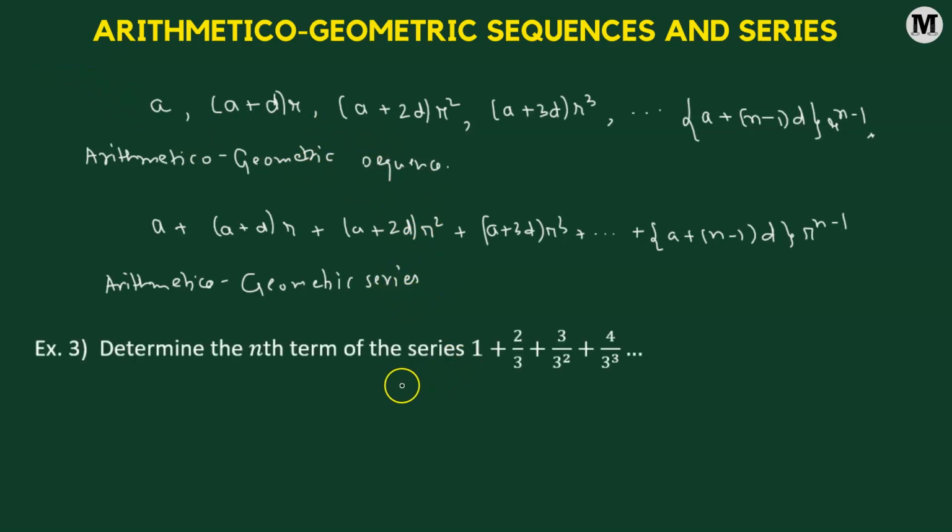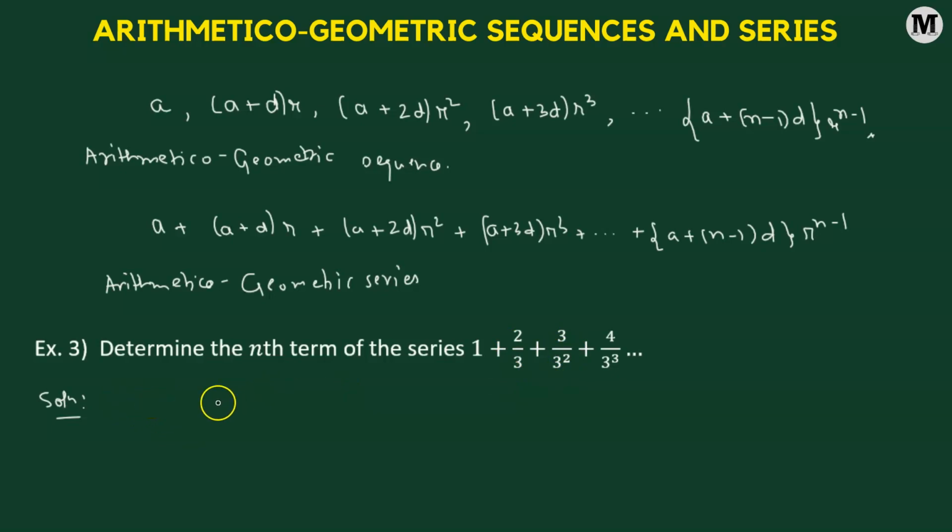For instance, let us consider the following series. We have 1 added to 2 over 3, added to 3 over 3 squared, added to 4 over 3 cubed, and so on. We need to find out the nth term of the sequence. Okay, let us begin. First, we'll have to separate the arithmetic progression from the geometric progression. Let's find out the arithmetic progression.